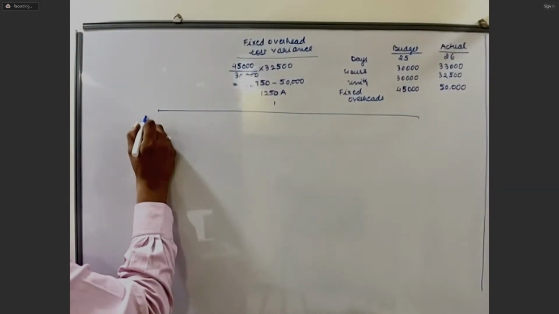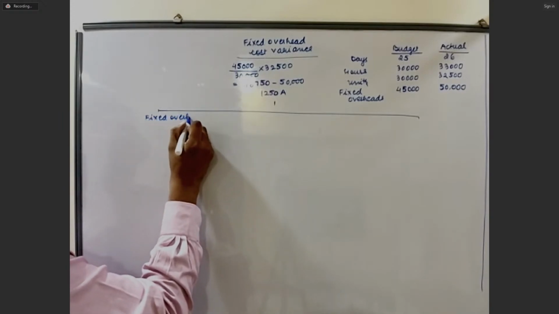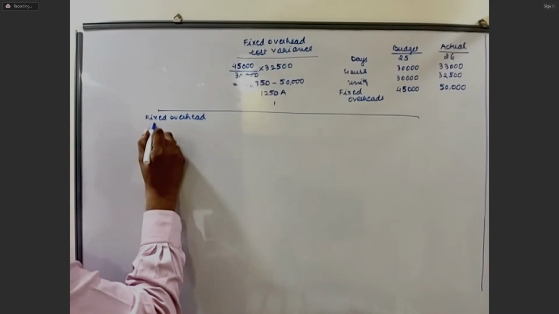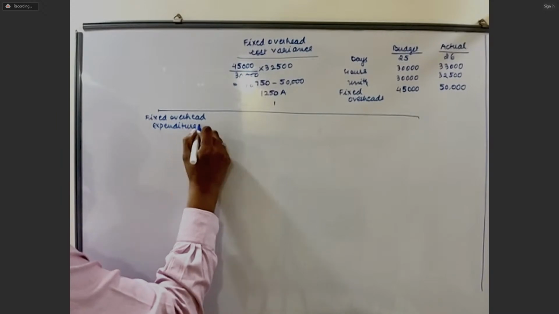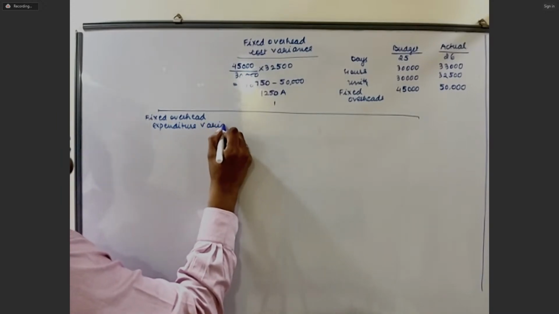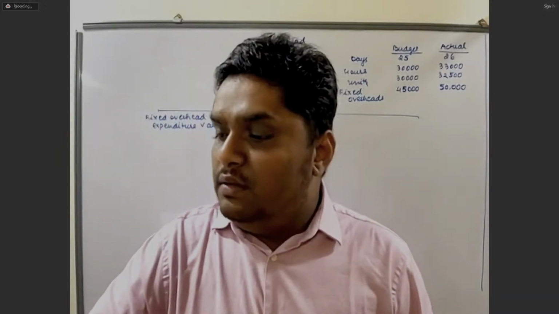Now, the second part is fixed overhead expenditure variance.